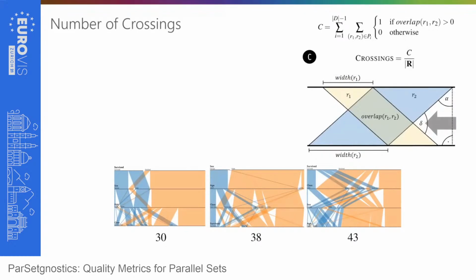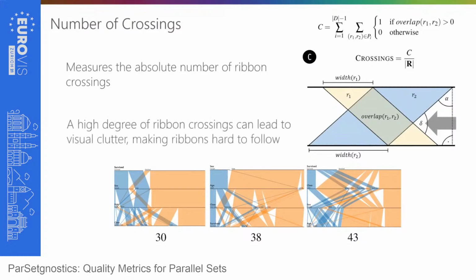The fourth category ordering dependent metric is the number of crossings. For this metric, we measure the absolute number of ribbon crossings. A high degree of ribbon crossings can lead to visual clutter, making ribbons harder to follow, which is also linked to the increased overlap and also sloped ribbons being present in the visualization. In the example of the Titanic dataset, we can see that the low number of crossings improves readability, while a high number of ribbon crossings decreases the readability.